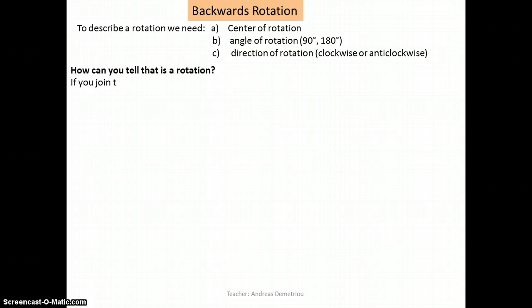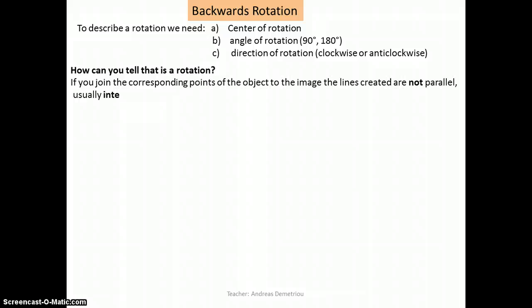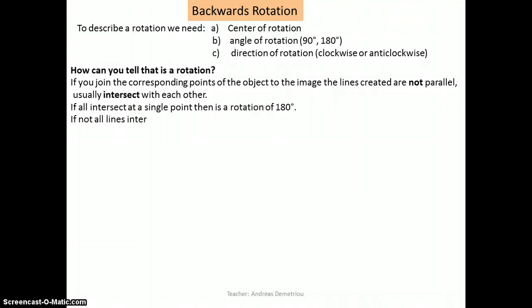How can you tell that's a rotation? If you join the corresponding points of the object to the image, the lines created are not parallel. Remember, if they are parallel, then it's a reflection. Here they usually intersect with each other. If all intersect at a single point, then it's a rotation of 180 degrees. If not all lines intersect at a single point, then it's a rotation of 90 degrees.